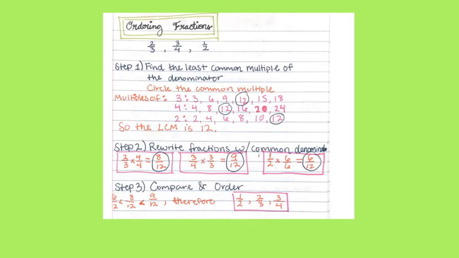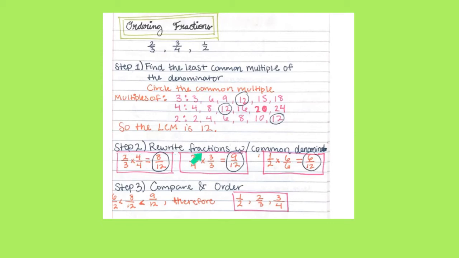In this example, we will order 2/3, 3/4, and 1/2 from least to greatest. Step 1. Find the least common multiple of the denominator. We have denominators of 3, 4, and 2. So we will list out the multiples of 3. We list out the multiples of 4. And we list out the multiples of 2. We want to circle the common multiple. Our least common multiple is 12. Since 12 is our least common multiple, that will be our common denominator.